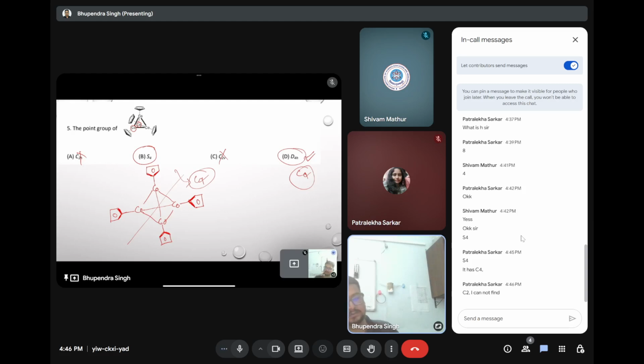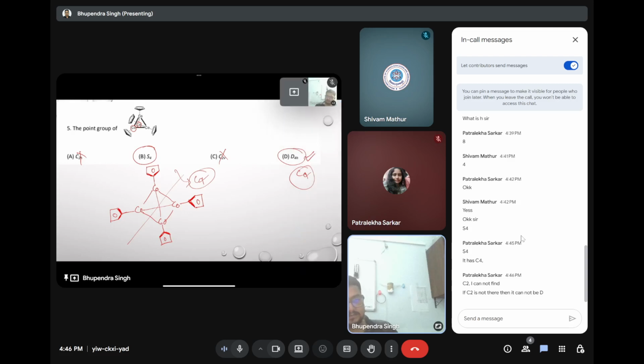First tell me why you are saying this. See, if C4 is present, as in the previous example I showed you, C4 means you are rotating it by 90 degrees 4 times to reach the identical structure, which means C2 will be there. You rotate it just 2 times, by 180 degrees. C2 will be there. Why not? Okay, you are saying if C2 is not there, then it cannot be D. No, C2 is there. C2 is there, no?